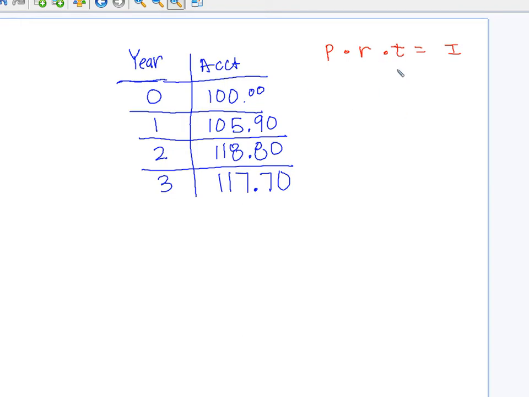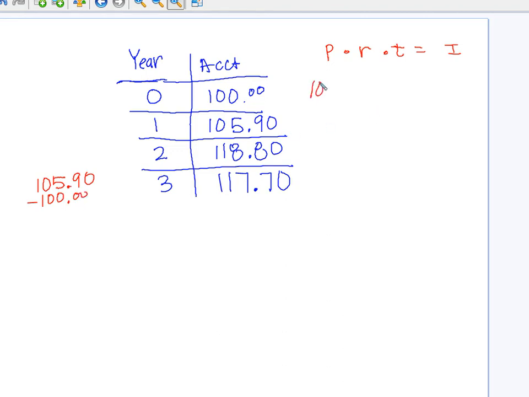Okay, so I start with my equation, and the first thing I need to figure out is the amount of interest that I earned. So if I start with $100 and by the end of year 1, that means I have $5.90 interest. And I got that by taking year 2 minus year 1, so minus 100, because 100 is what I started with.